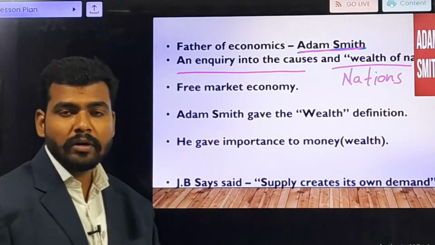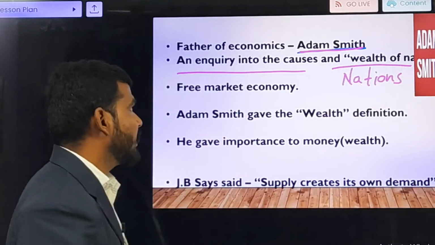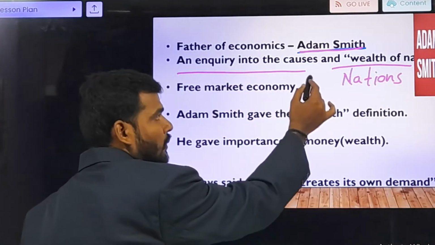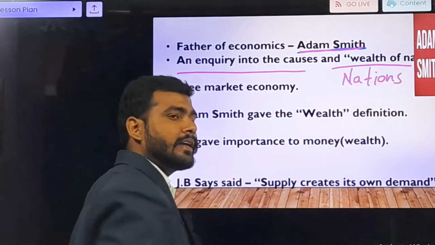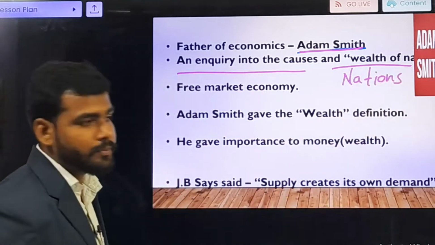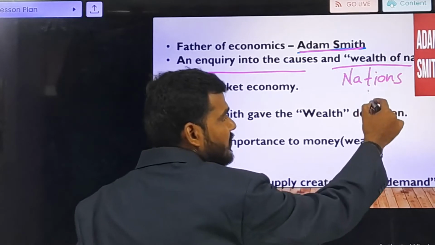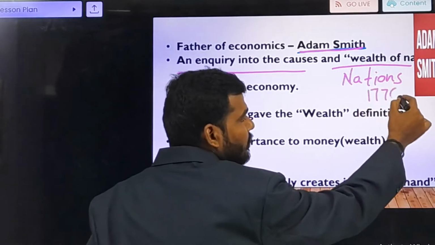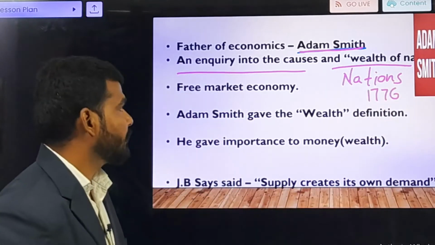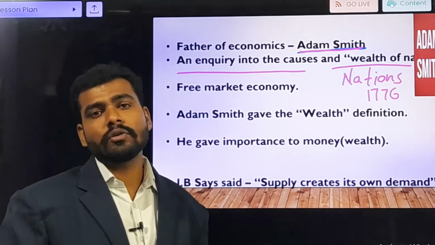What is the name of that book which is written by Mr. Adam Smith? The name of the book is An Inquiry into the Nature and Causes of the Wealth of Nations. This book was written by Adam Smith in the year 1776. 1776 సంవత్సరంలో ఆడమ్ స్మిత్ ఇది రాయడం జరిగింది అన్నమాట. ఓకేనా? In the Wealth of Nations.